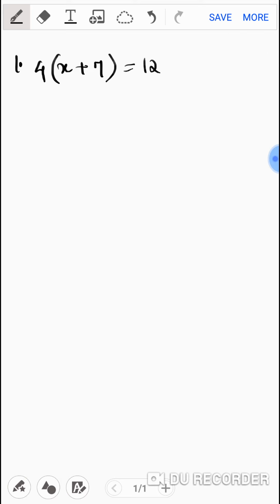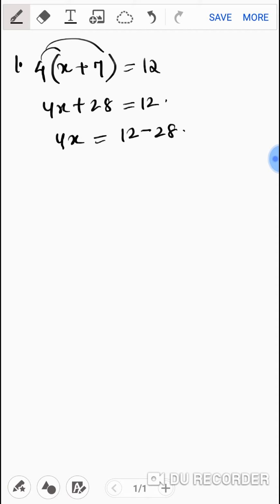My dear kids, you don't have to just frame the equation, you have to solve it also. Let's start. 4x plus 28 is equal to 12. 4x is equal to 12 minus 28. Yes, so it will be 4x is equal to 28 minus 12. If you do, it will be 16. Am I correct? Minus 16. x is equal to minus 16 upon 4. That is minus 4. This way you have to solve these equations.